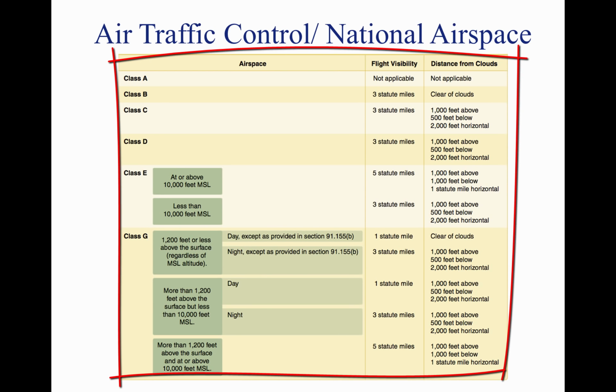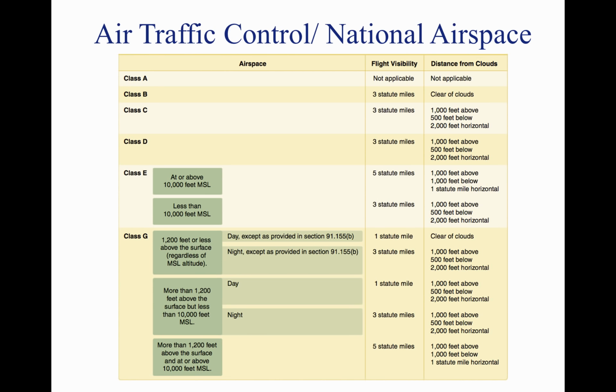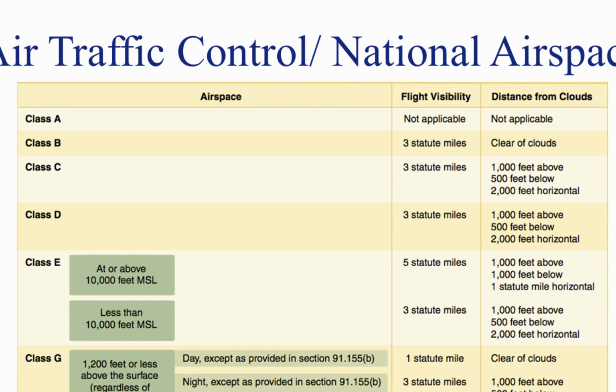Above is a chart consisting of all the different airspaces with their VFR weather minimums listed on the right. If a pilot is operating in Class A airspace, they must be flying by instrument flight rules and not visual flight rules, with air traffic control clearance. Therefore, minimums are not listed.